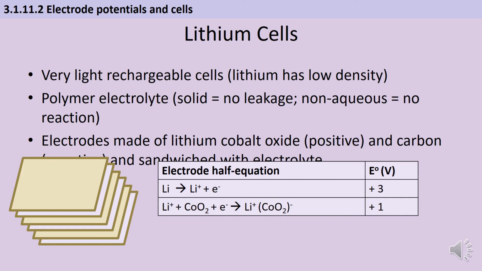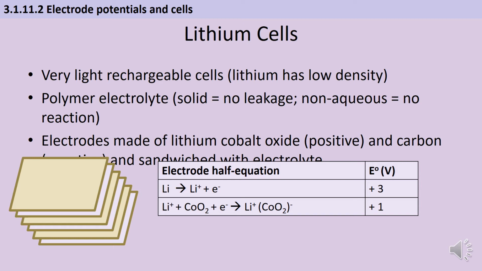So, important things to know about lithium cells. One is that they're very light because lithium is obviously very low density. Second thing is that they have a solid electrolyte, which is made of a polymer. That means there's no leakage because you don't have any liquids to come out. Also you're not going to risk a reaction between lithium and an aqueous electrolyte because there isn't any water there. The electrodes are made out of lithium cobalt oxide, that's your positive electrode, and carbon, which is your negative electrode, and they're sandwiched together with solid polymer in between. So the lithium ions are free to move around.